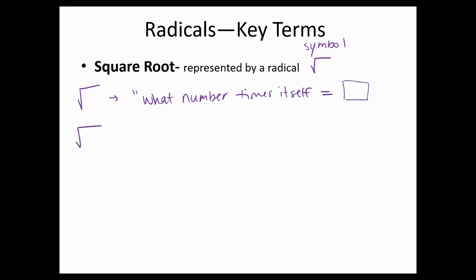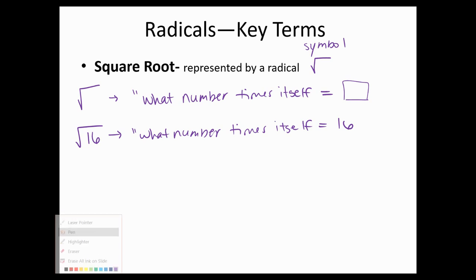So for example, the square root of 16 would say what number times itself equals 16. So that's how that works. And sometimes we are able to answer that, like we could probably answer what number times itself is 16. That would be 4. So sometimes we can easily answer, and sometimes it doesn't work out so nicely. And so we're going to look at how to simplify when it doesn't work out so nicely.